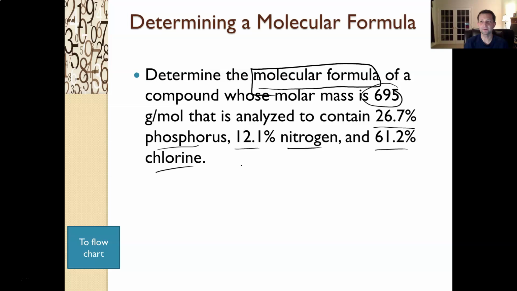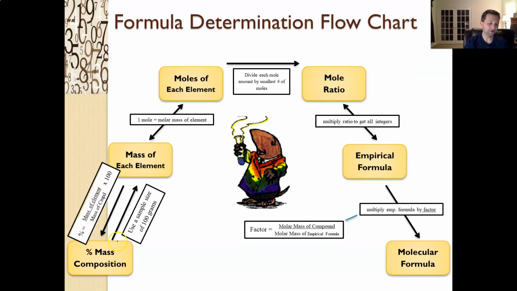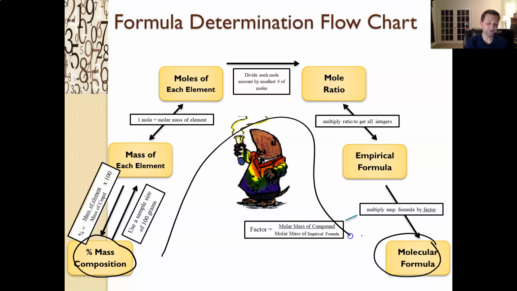3 elements in here. All right. So let's go to the mole rainbow. We are given a mass composition, and we want to go to molecular formula. So we have to go the whole way through the mole roadmap here to figure it out. We go through a lot of the same process. We have to get to the empirical formula first. We can't get to the molecular formula until we go through the empirical formula.